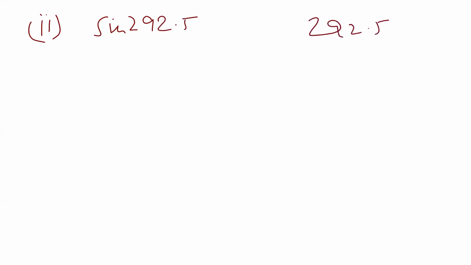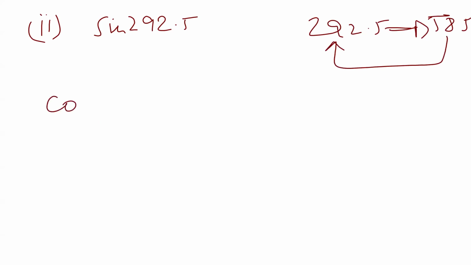Now the second sub question is sine 292.5. Now, if we divide this by 2, we'll still get a decimal value. If we multiply 292.5 by 2, let us check, 292.5 into 2, that is 585. So from 585, we need to get over here.